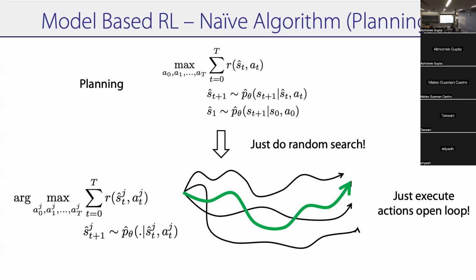So how do we fix it? How do we fix part of it? There are two problems. One is that it's hard to search in high-dimensional spaces. And second is that actions are taken open loop. How do we fix it? Discretize? Yeah, that's a reasonable suggestion.